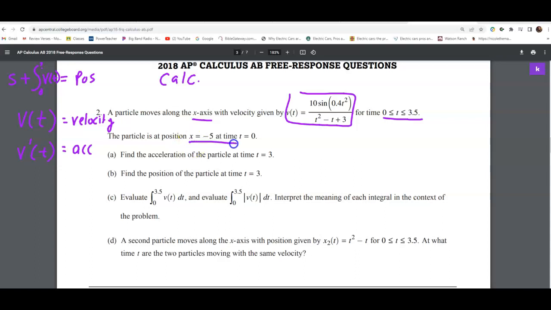They also do give us an initial position here. So there it is, it's -5. So I guess I can come up here and replace my S with -5 for my starting position. All right, let's begin the problem here.